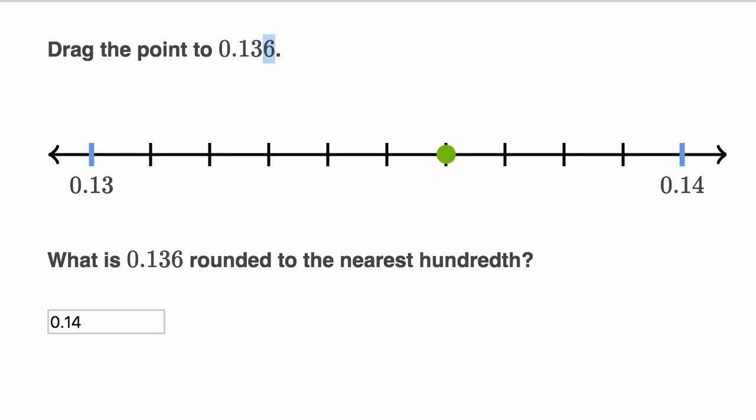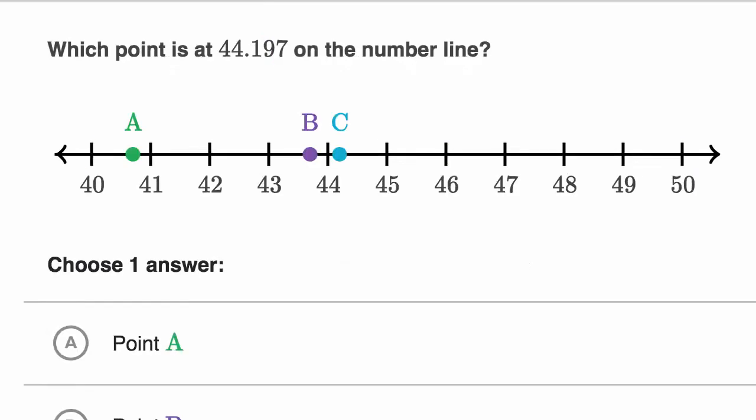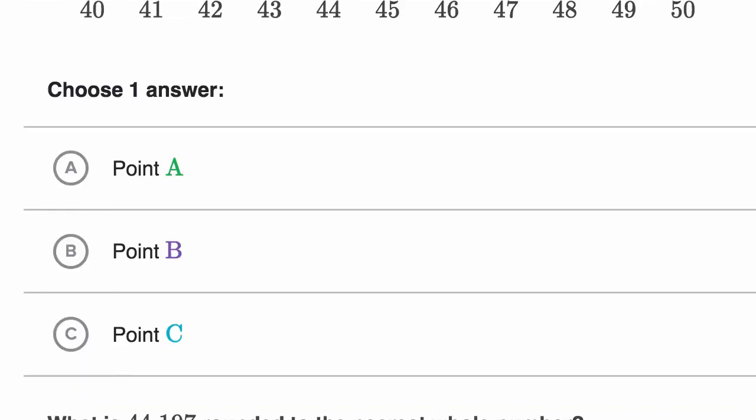Let's do a few more examples here. So let's say that they're asking us which point is at 44.197 on the number line. So let's see, that's going to be between 44 and 45, so it's right over here, 44.197, so that would be point C.